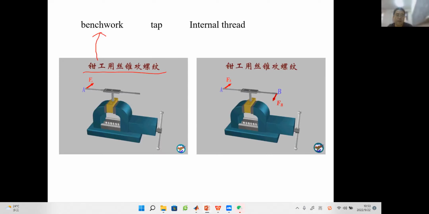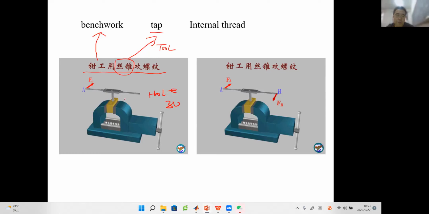This man will always stay by a station, using some tools. Actually, this 丝锥 means tap. Do you know? Tap is some kind of tool. When we use this tool, this yellow part has some hole. Hole in Chinese means 孔.